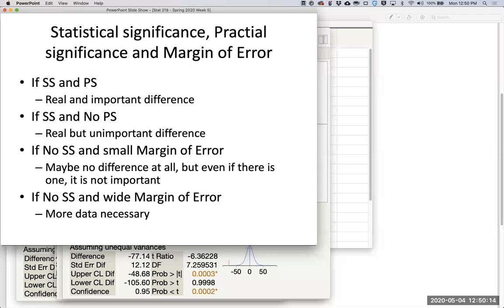What if you have statistical significance and practical significance? There's a real difference, statistically significant, and you care. If there's statistical significance, but no practical significance, there's a real difference, but you don't give a rip.